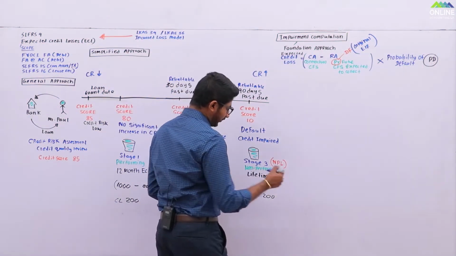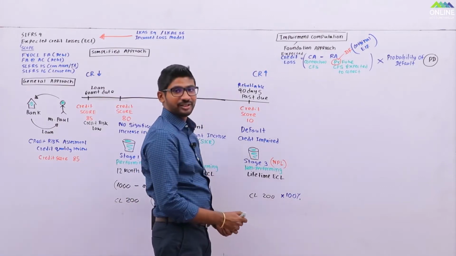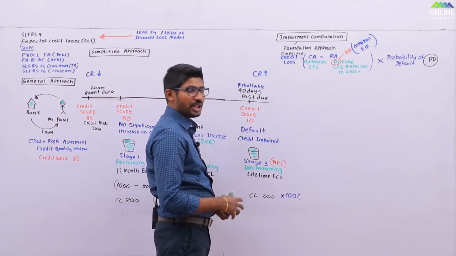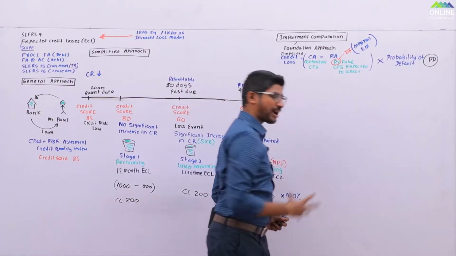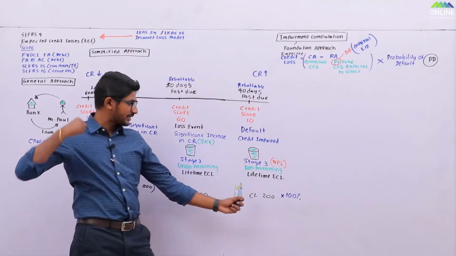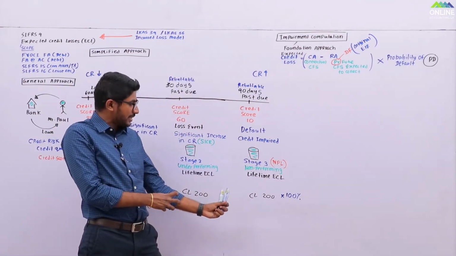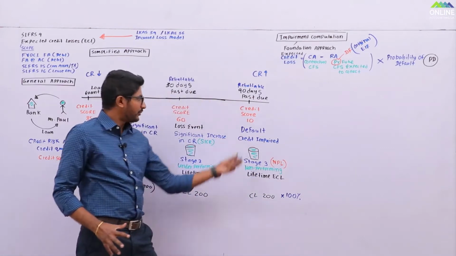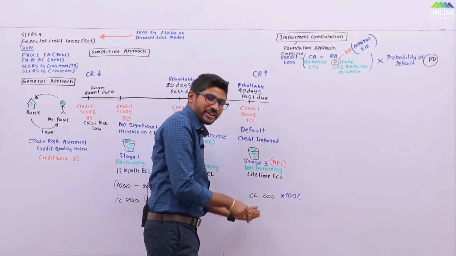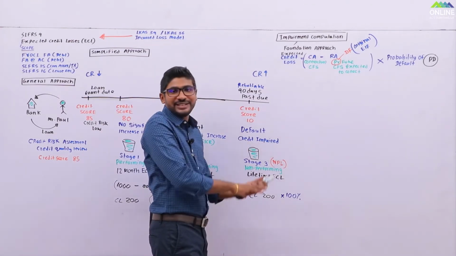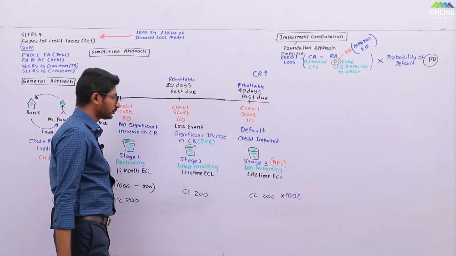Student, probability of default 100%. Why? We are almost at the default stage. What is the probability of default? What is the probability that the customer might go to the default bucket? What is the probability that the customer might go to stage 3? What is the probability that the customer is defaulting? So if the customer is at stage 3, he has already defaulted. It means the probability of default is 100. Already defaulted.